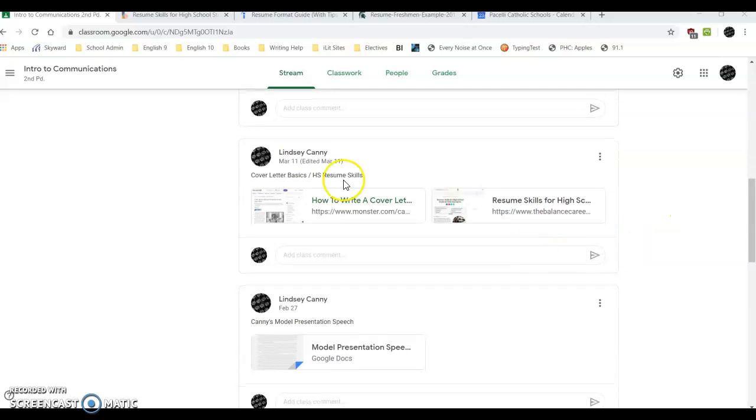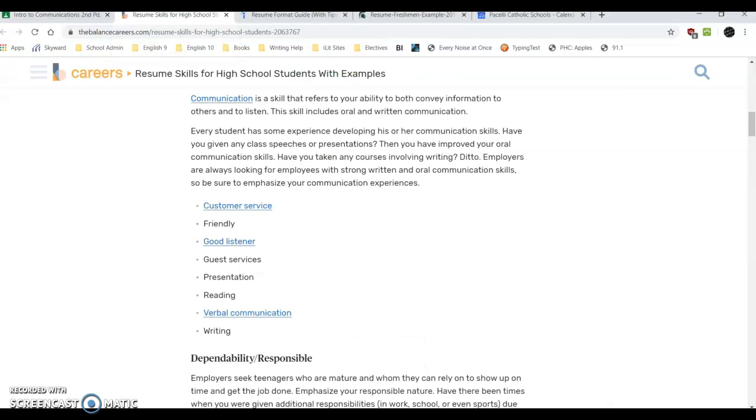Okay, but under that, I have cover letter basics and high school resume skills. I'm going to start with that one. It's from the Balanced Career, resume skills for high school students with examples. What this site does is it's for anyone who isn't exactly sure what to put on a resume, especially if you haven't been very active. Whether maybe you don't have a high school job or maybe you only have a few extracurriculars or something. So I'm going to click over there.